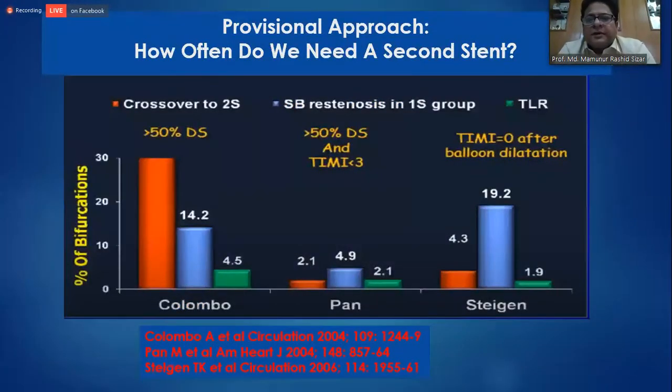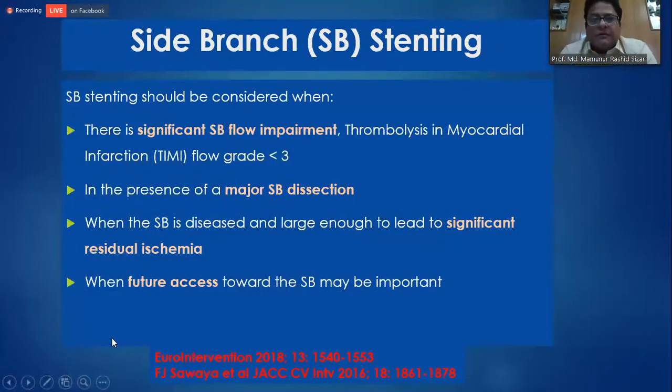In how many cases does provisional stenting need a second stent? In the Colombo study, around 30% of patients needed a second stent, but others show a much smaller number. Side branch stenting should be considered when there is significant side branch flow impairment, that is, TIMI flow grade less than 3, in the presence of a major side branch dissection, when the side branch disease is large enough to lead to significant residual stenosis, and when future access to the side branch may be needed. In that case we can introduce a second stent.